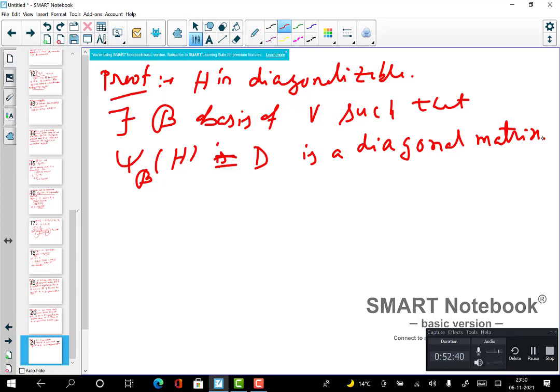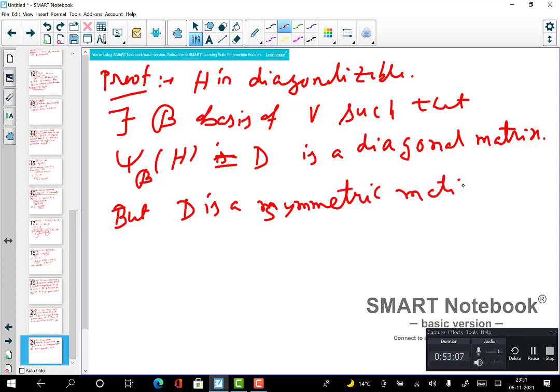Now, we know that every diagonal matrix is symmetric, right? Because only the diagonal entries can be non-zero, everything else is zero. So a diagonal matrix is symmetric, okay? So D is a symmetric matrix, so that is the proof. So this is symmetric, so from the previous theorem, H is symmetric. So whenever you have a finite dimensional vector space and bilinear forms, diagonalizability implies symmetric.